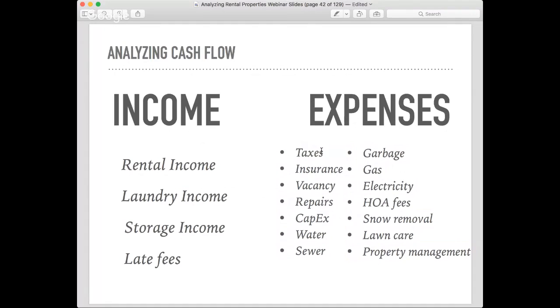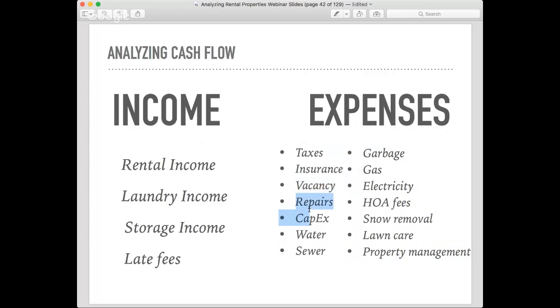Like taxes, you go to your tax assessor. Your county has an assessor who does their taxes. You can usually look it up online and find out what taxes are. How do you figure out what insurance costs? Talk to an insurance agent. For vacancy, I usually talk to a local property manager or a local investor. They can tell you what they're typically getting.